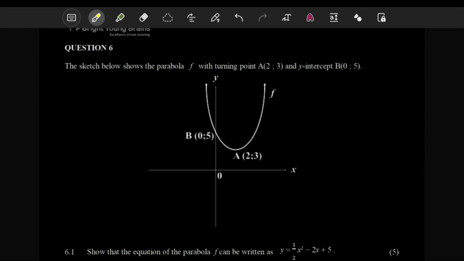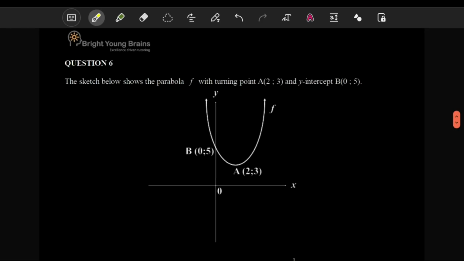Question number 6. Let us go. It looks like we're working with a parabola.